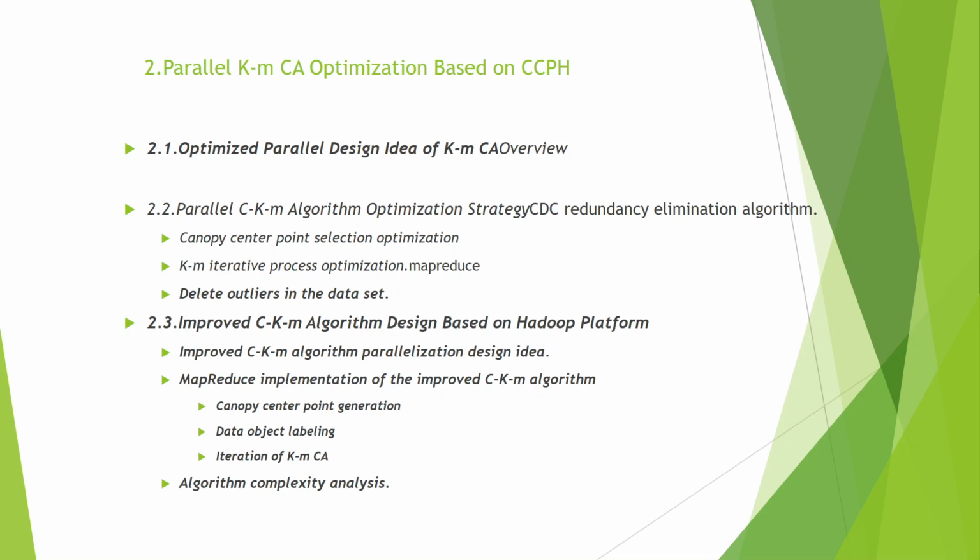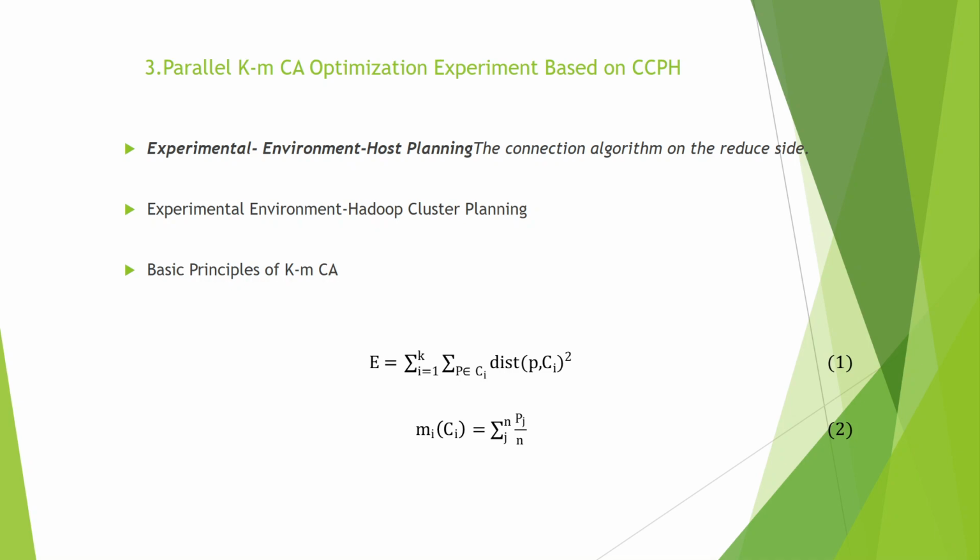The improved CKM parallelization algorithm has a faster convergence rate than CKM. This is because the former uses the improved Canopy algorithm. The obtained K initial cluster centers are more reasonable than the latter, and have obvious advantages in the iterative process, which can reduce the number of iterations of the KMeans to a certain extent.